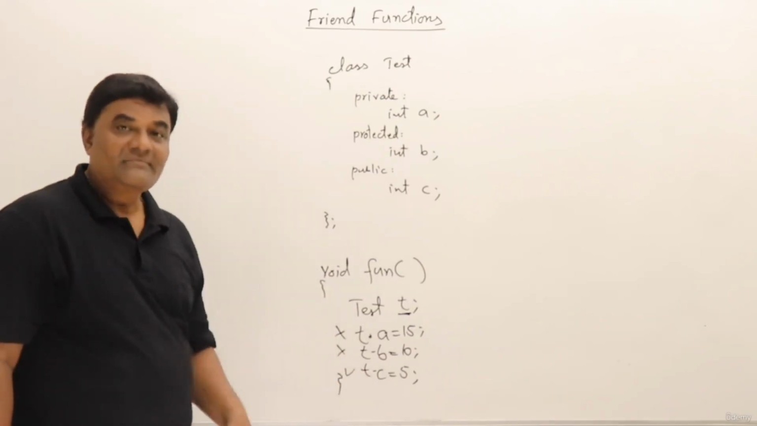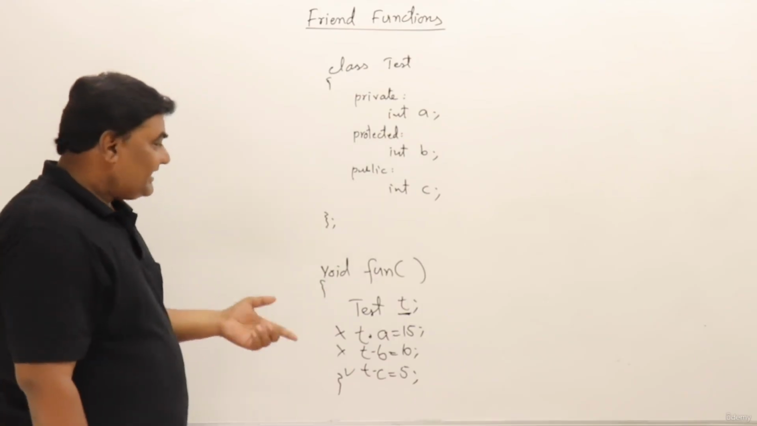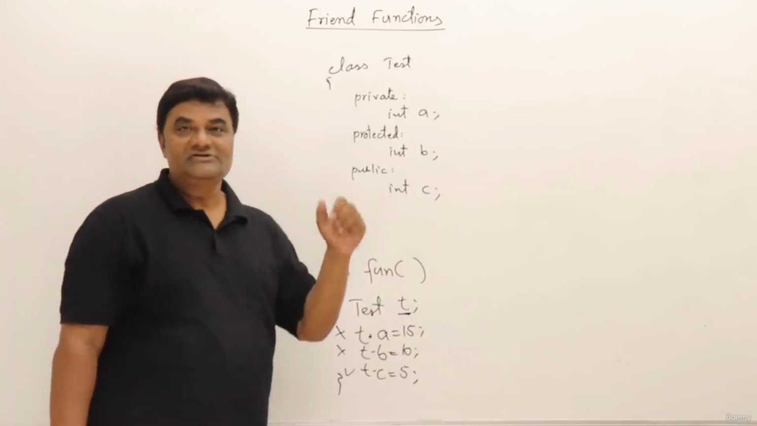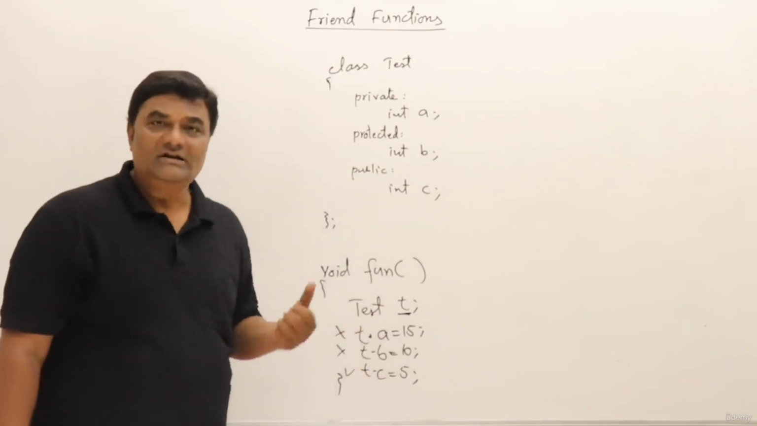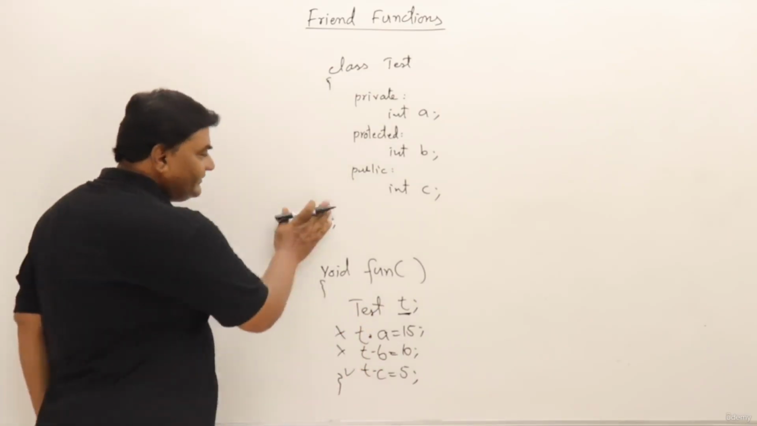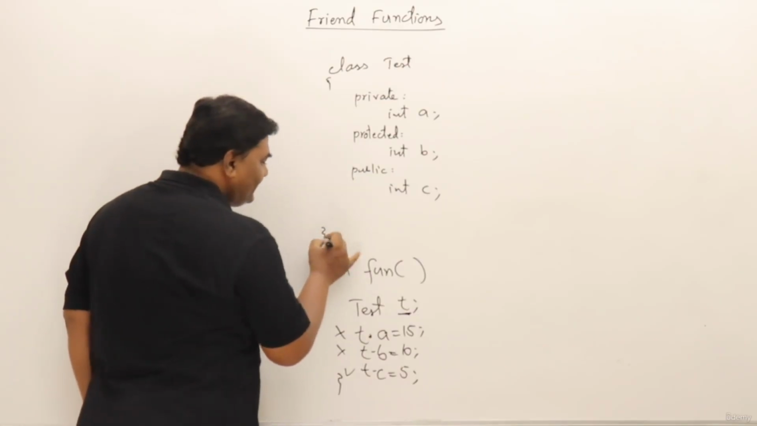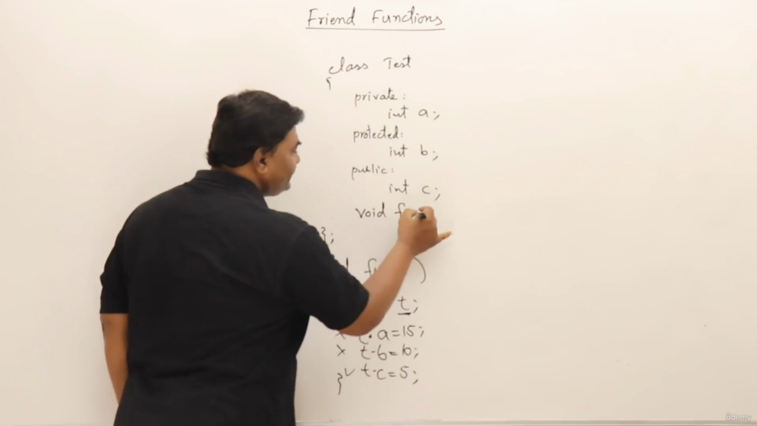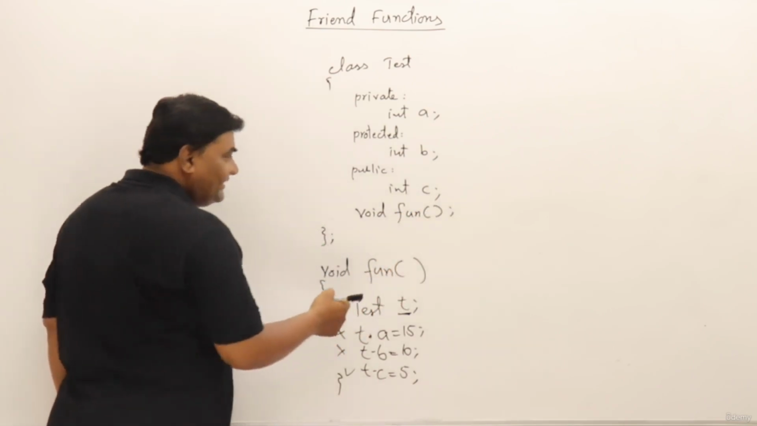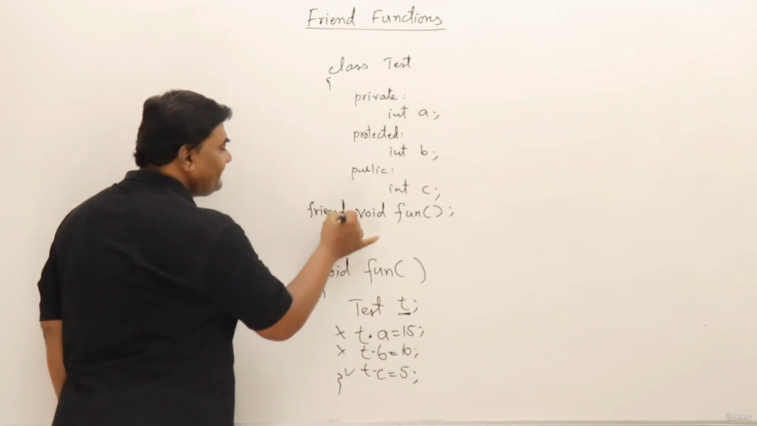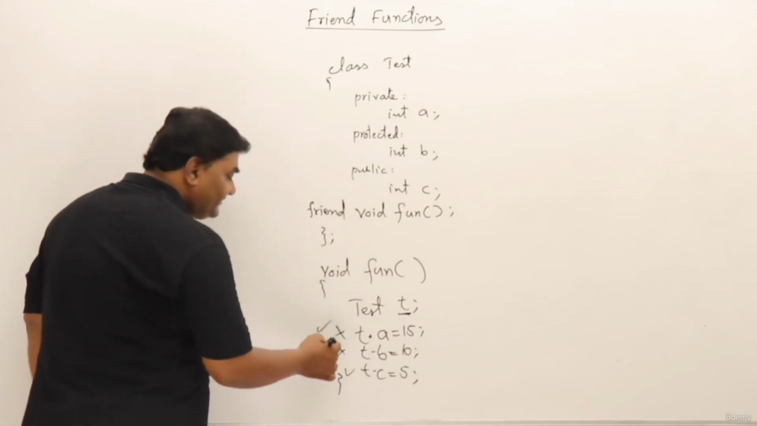This we already know. Now listen. I want this function to access those members. Allow this function. So who should allow? The class should allow it. So how can a class allow it? Look at this. A class should have a declaration, friend void fun, this function, the one which is outside. Though it doesn't belong to us, it is our friend. That's it. Now this is also allowed.